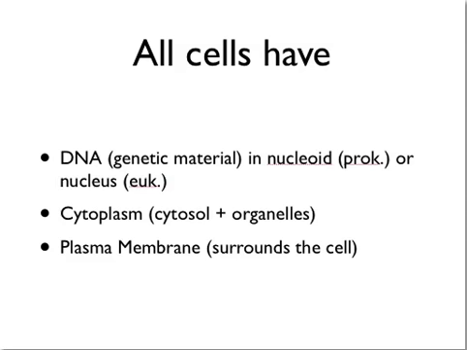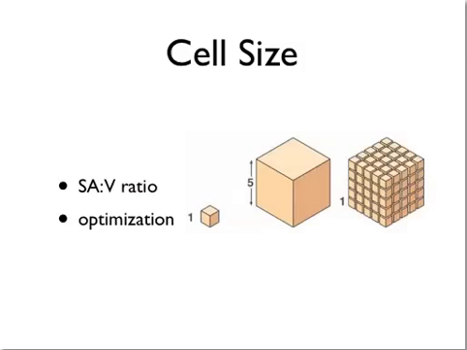The organelles in the cytoplasm vary, as well as certain organizational parts of it, for example, nuclear envelope, etc. Some cells also have, for example, cell walls, as I will mention later on. Now, cell size. There is a reason for cell size, and that has to do with the surface area to volume ratio. This is in order to guarantee optimization of the space that they have.